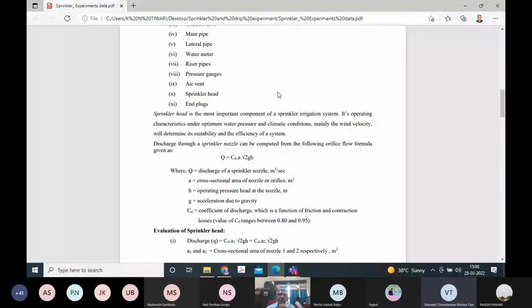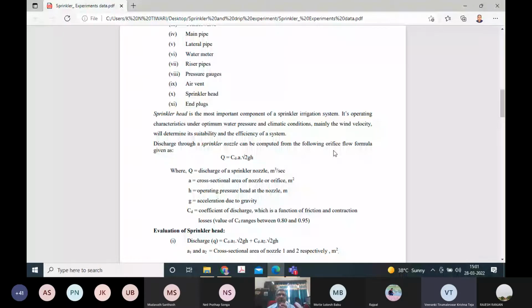You have already seen a sprinkler head, which basically consists of two nozzles and a spring-loaded impact arm. And then there are end plugs. End plugs, as the name says, are at the end of the pipeline, whether it is a main pipeline or a lateral pipeline. At the end of the pipeline, there is a plugging system in order to close the pipeline so that enough pressure can be created. Now I was telling you how to evaluate the sprinkler system.